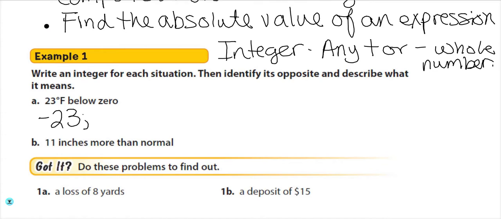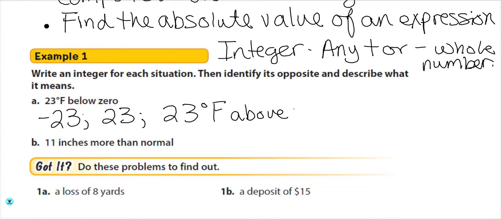Next it says to identify its opposite. So the opposite of negative 23 would be positive 23. Now describe what that means. If negative 23 represents 23 degrees Fahrenheit below 0, then what does 23 mean in this case? That means that it's 23 degrees Fahrenheit above 0. Think about those antonyms that you learned in English class. The opposite of a negative is a positive, so the opposite of below would be above in this case. Pretty simple overall.